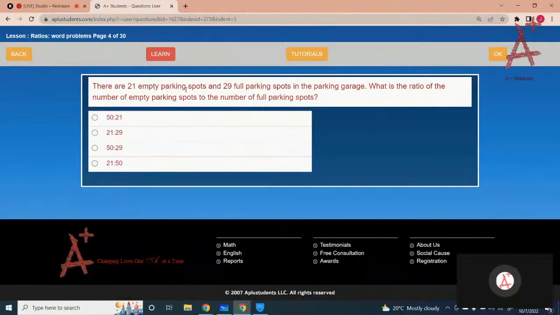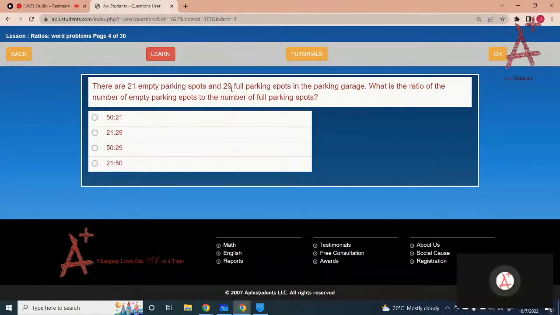There are 21 empty parking spots and 29 full parking spots in a parking garage. What is the ratio of the number of empty parking spots to the number of full parking spots? So the correct option is, it is 21 ratio 29.